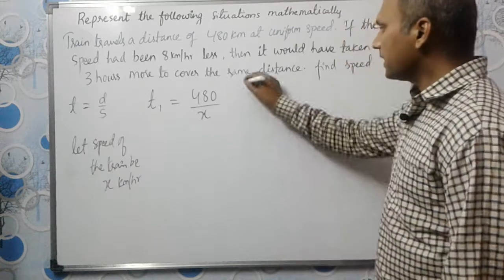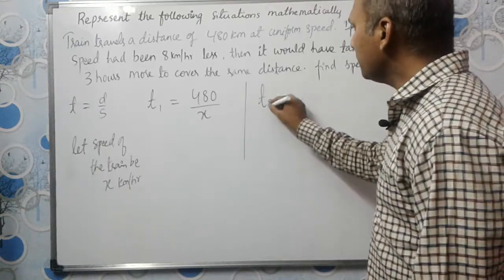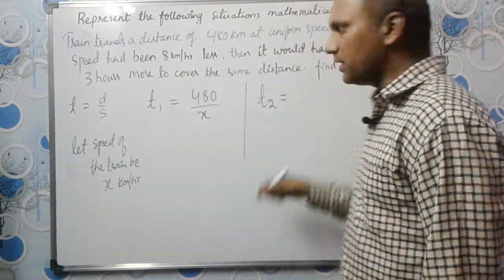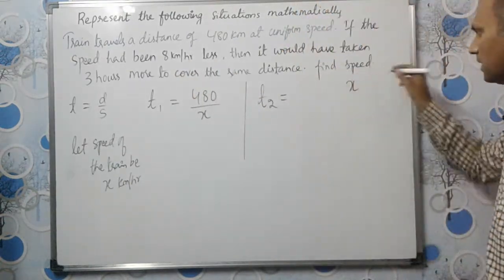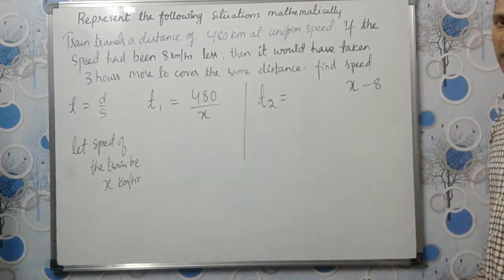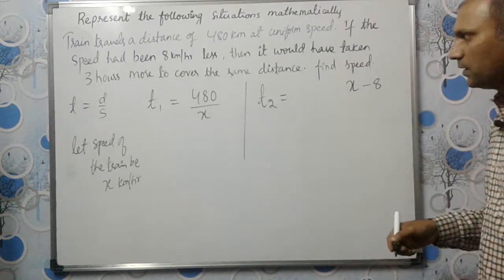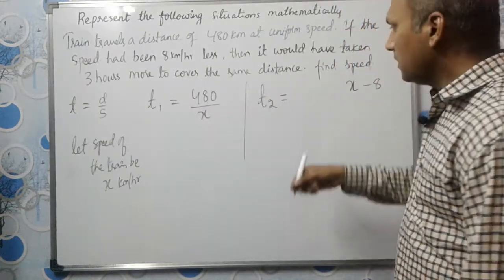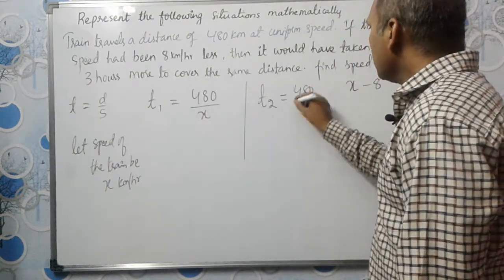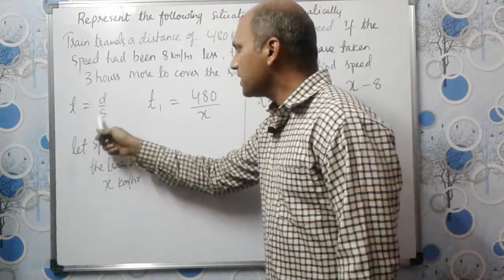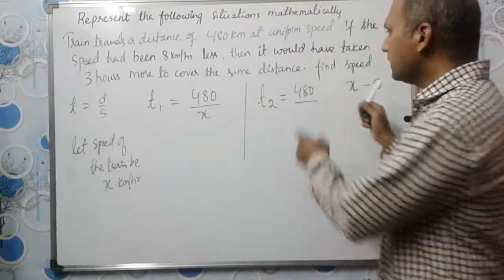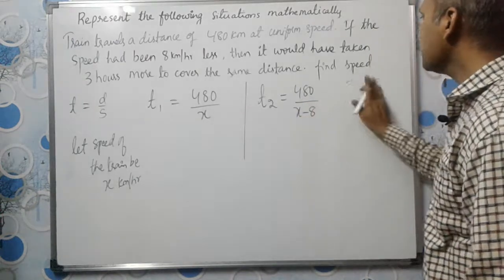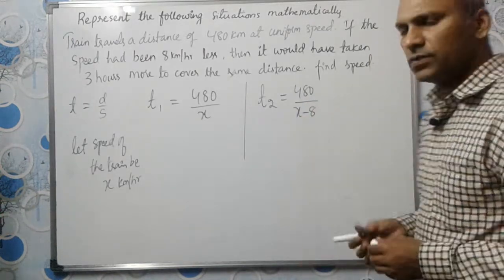Okay. Now in the second case, let the time taken be t2. But now the speed is decreased by 8 kilometers. See, initially the speed was x. Now it is x minus 8 kilometers per hour, right? But the distance is the same, to cover the same distance, right? So again the same formula, time is distance by speed. So time is distance 480 divided by speed. What is the speed now? x minus 8.